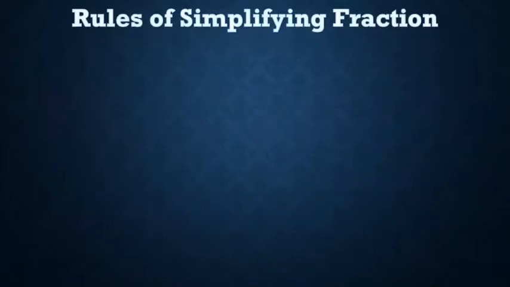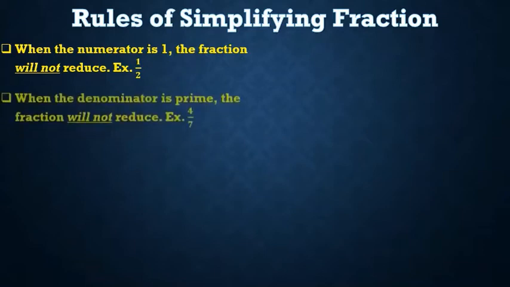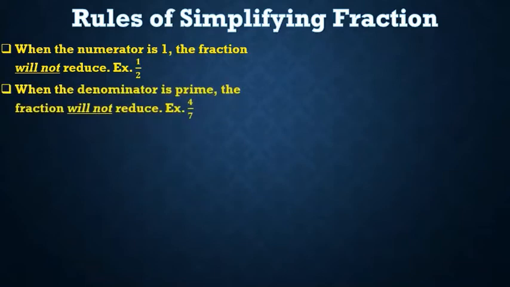What are the rules for simplifying fractions? When the numerator is 1, the fraction will never reduce. For example, the fraction 1 by 2. We cannot simplify 1 by 2. Our second rule is that when the denominator is a prime number, then the fraction is also not reduced.